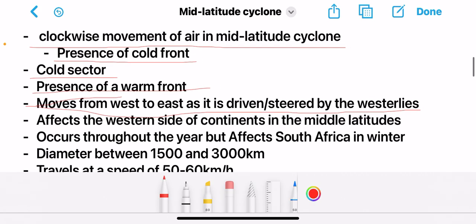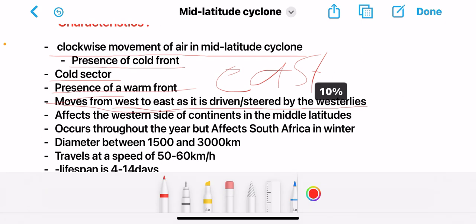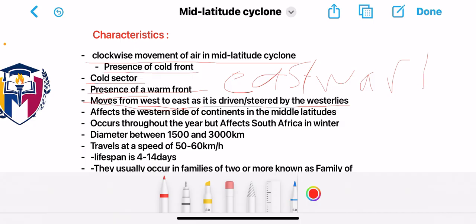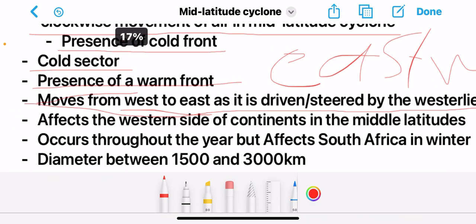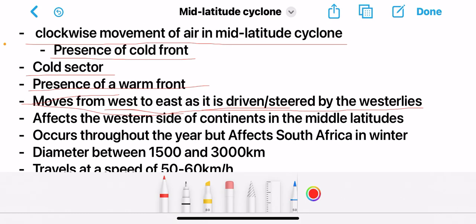Now, the mid-latitude cyclone moves from west to east as it is driven, or steered, by the westerlies. Now, they will ask you a question in geography: what is the general direction of a mid-latitude cyclone? And you will say it moves from west to east. If you don't want to say west to east, you can say eastwards. The examiner will still award you marks for that. Then they will come again and ask you, why does it move in that direction? Then you will say it is driven or steered by the westerlies. Okay, I hope we understand.